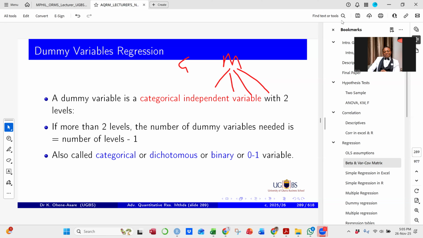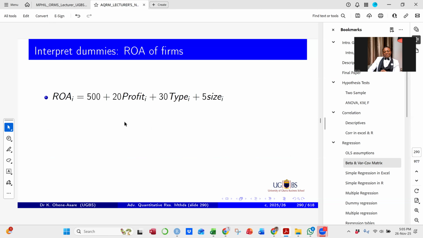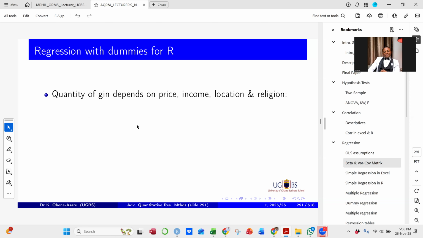So looking at gender, where you have male and female, how many dummies are we going to have? 1. Yes, we're going to have 1 dummy. And you can easily create a dummy. You can create it in R, you can create it in Excel, and you can create it even in Python. So how you interpret dummy variables matters. We look at the interpretation when we come to application to our own data.